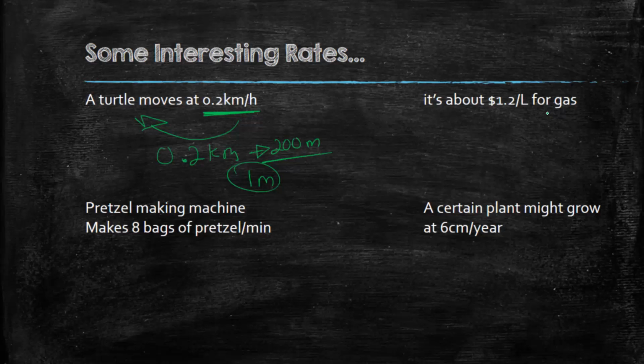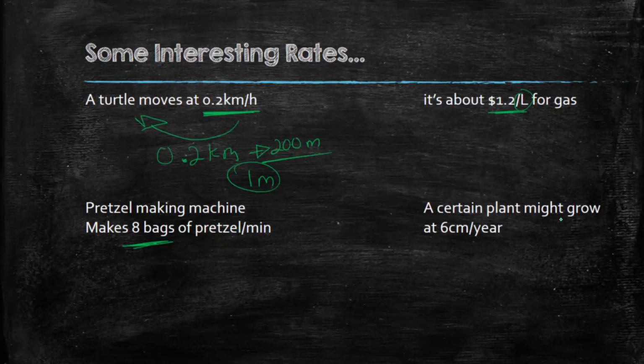If you're looking at filling up your car with gas, right now it's about $1.20 per liter. The L stands for liter. So for every liter of gasoline you put in your car, it'll cost you about $1.20. A pretzel making machine can make about 8 bags of pretzels per minute. That's really quick, considering that there's probably a few pretzels in every bag. So every minute, this pretzel making machine makes a whole bunch of pretzels, 8 bags in particular.